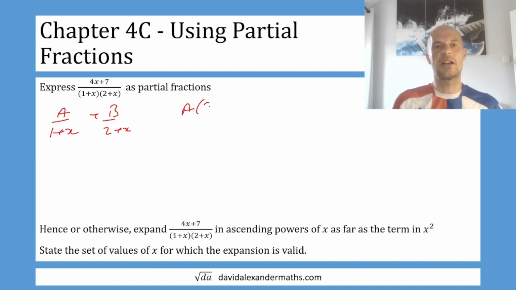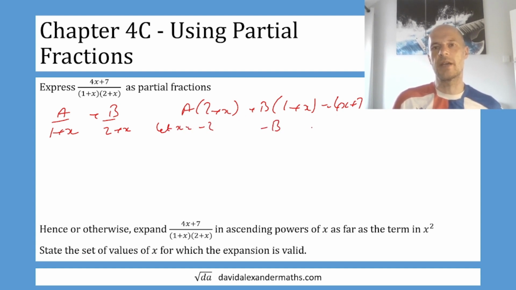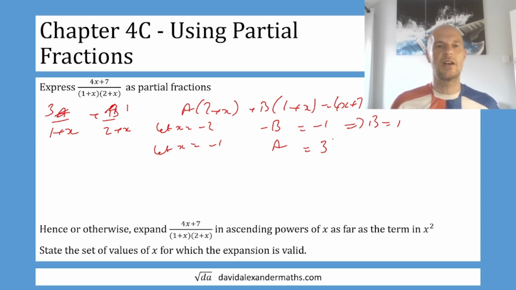And we can write that as a lots of (2 + x) plus b lots of (1 + x) equals the numerator, which is 4x plus 7. So let's let x equal -2, so that would be 0a minus 1b, and that will equal -8 plus 7 minus 1, so therefore b is 1. And now if we let x equal -1, that will mean there's 0 b's, and we will have 1a equals 4 times -1 is -4 plus 7 is 3, so a is 3. So what we have is 3 over 1 plus x plus 1 over 2 plus x.